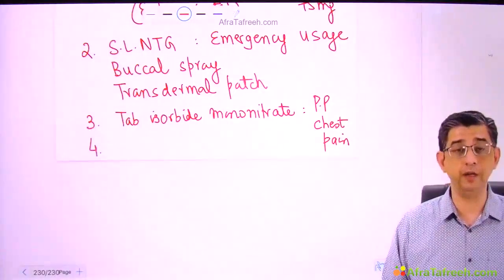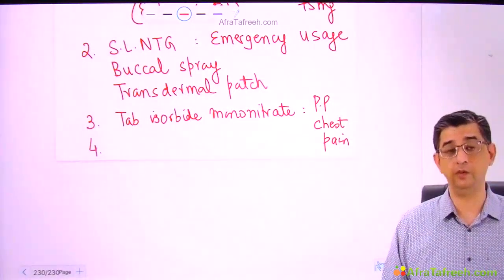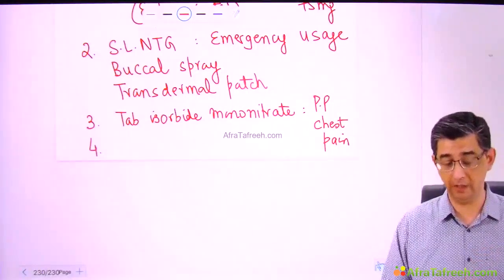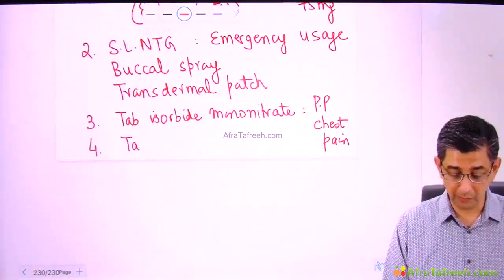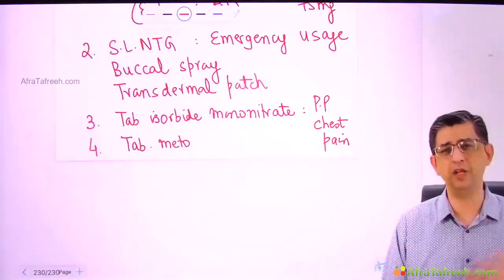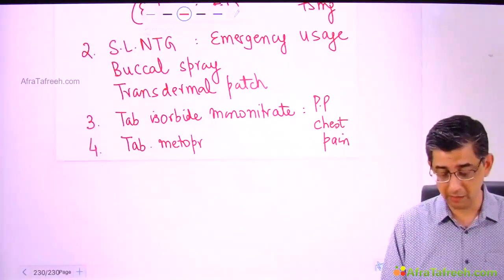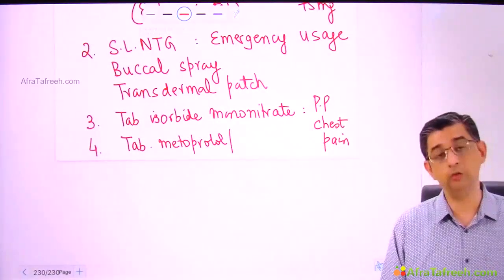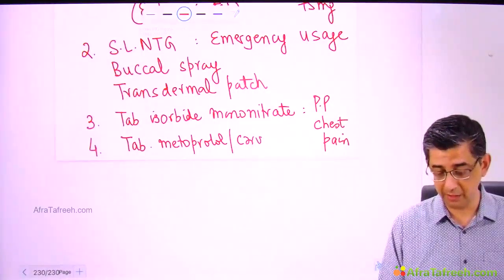Isosorbide mononitrate is to be taken on a regular basis. This will help this person eat relatively better. And then obviously I will introduce the major mortality reducing drug, that is metoprolol. That would be 25, 50 or sometimes even 100 milligram as well. And instead of metoprolol, you will also see a lot of physicians writing carvedilol.